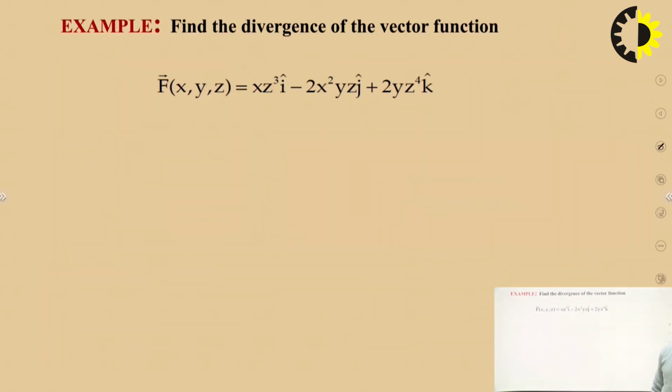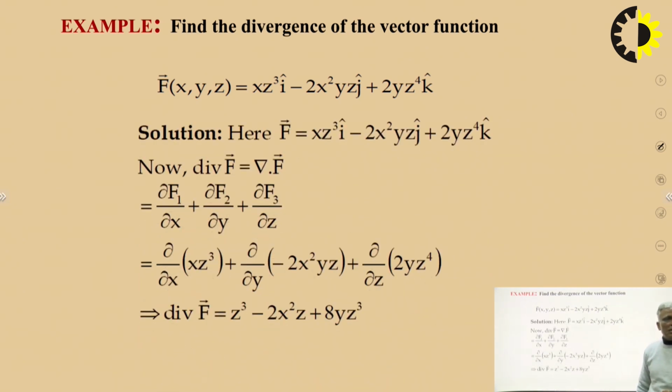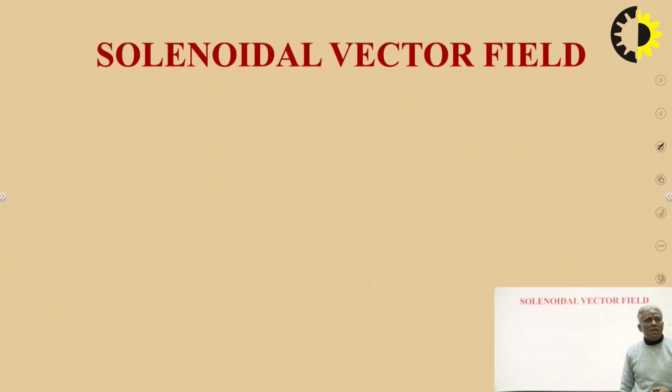Now I consider another problem. Find the divergence of a vector point function at the given point. First of all, calculate the divergence of this function. After this calculation, I show that this is a scalar point function. So we can say that the divergence of a vector point function is a scalar quantity.